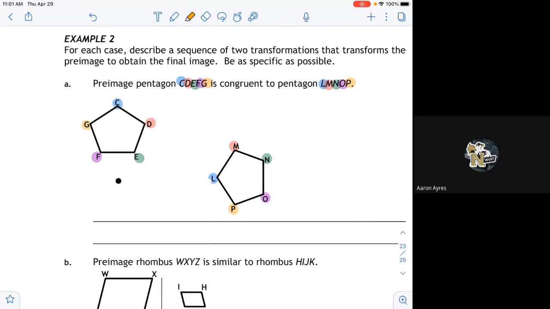Okay. If I didn't turn the figure, then C that's right here would have been C there too. Okay. But I definitely did a turn because the blue is not in the same position on the final image as it is on the pre-image, right?